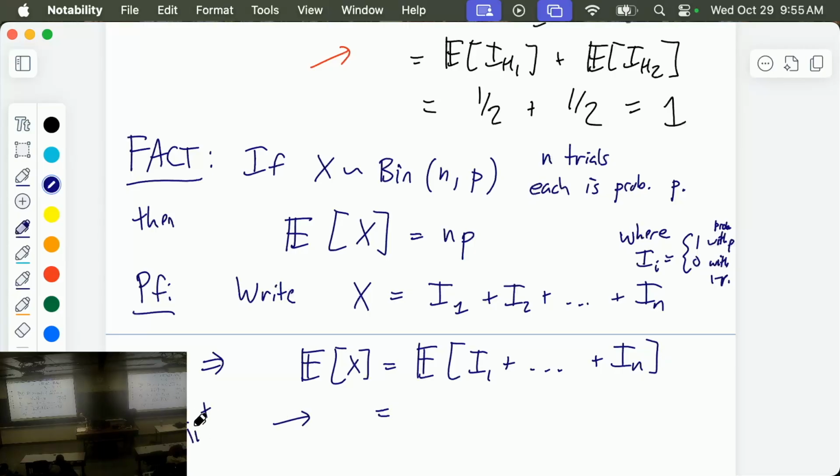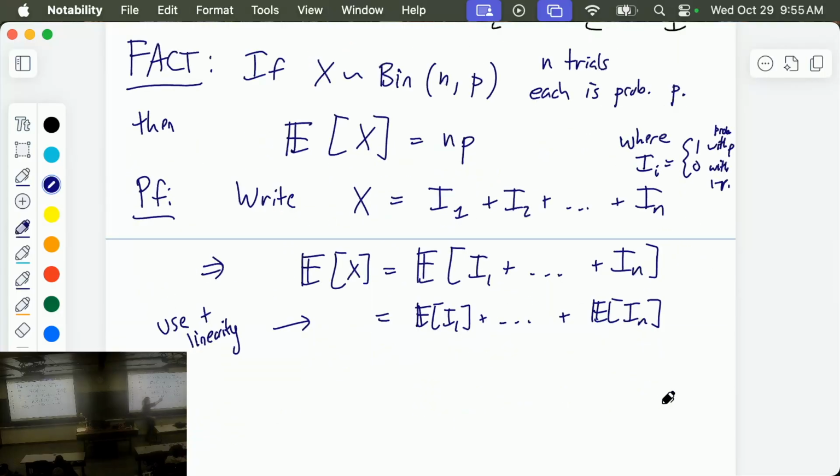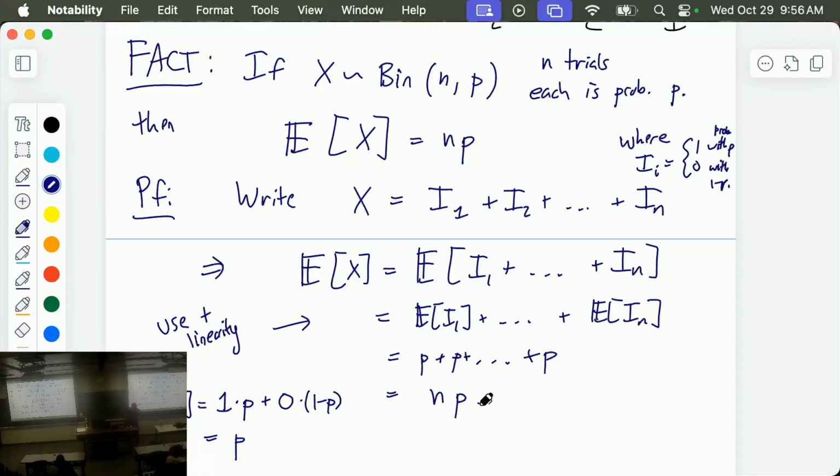Using the linearity rule we just saw, it's the expected value of I1 plus ... plus the expected value of In, and there are n copies. We're adding up the same number n times, and that number is the average of I1. The average of I1 we can easily figure out. It's 1 with probability p plus 0 with probability 1 minus p, which is also known as p. So this is p plus p plus p plus dot dot dot plus p, n times, also known as n times p. Adding up the same number n times is the same as multiplying by n.